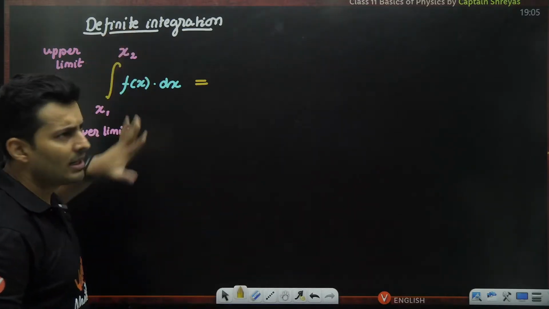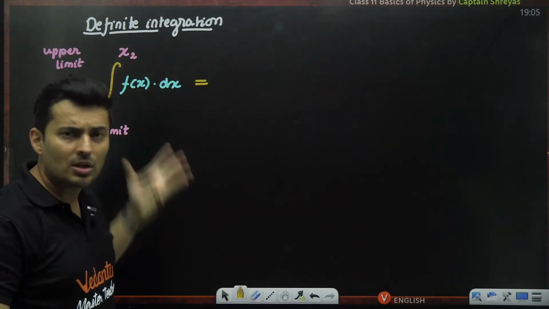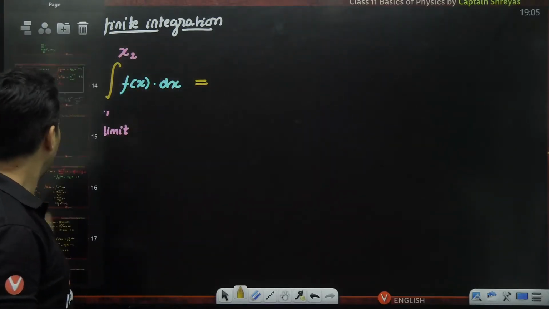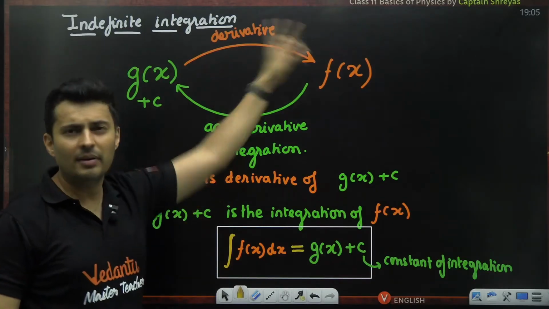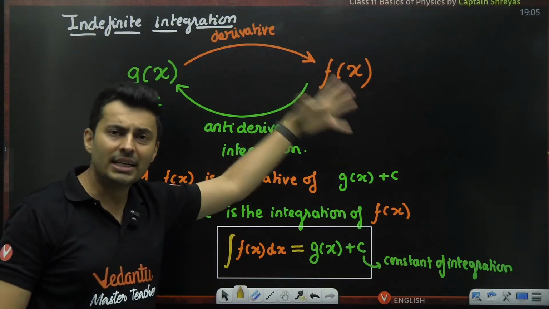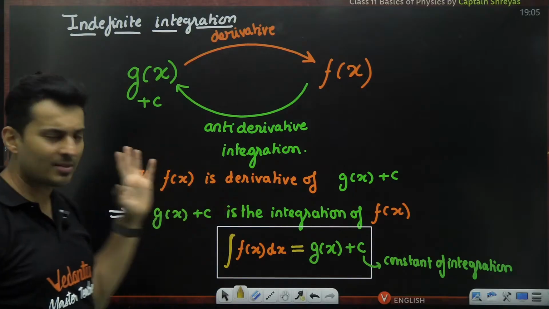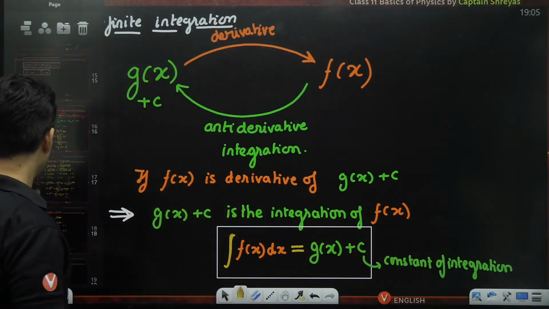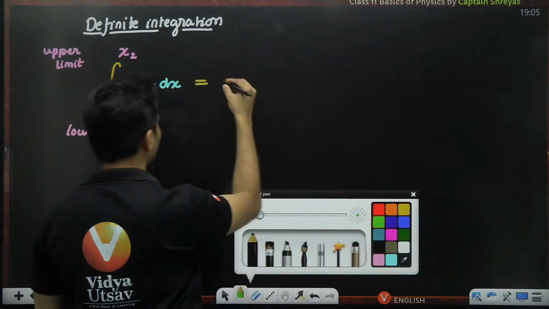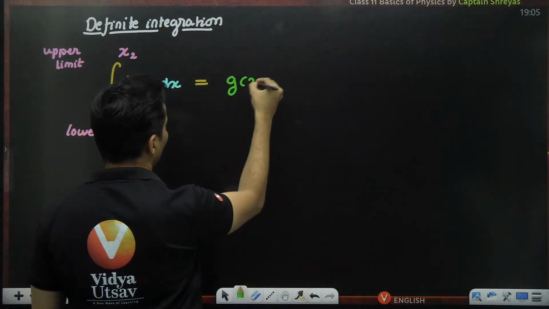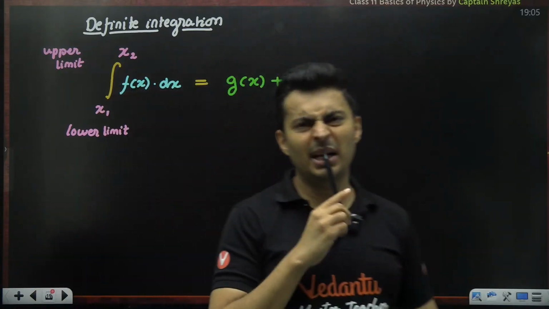Forget the lower and the upper limit for now. Just remember what was integration of f of x in general. When I told you integration of f of x, I said f of x was the derivative of some other function. So the integration of f of x is g of x plus some constant. So it is nothing but some new function, which is g of x plus c. But that is indefinite, no, sir.